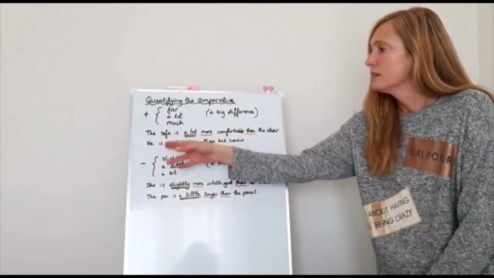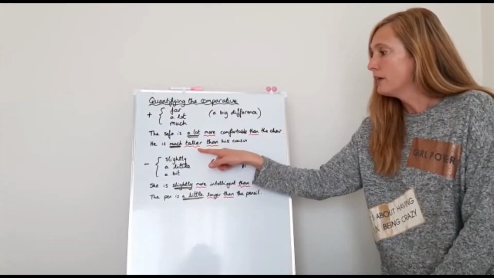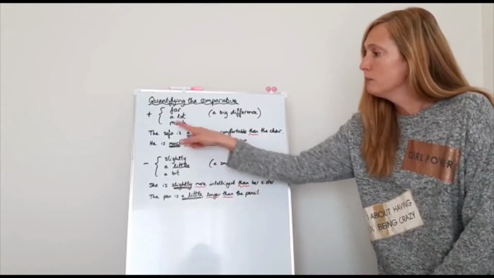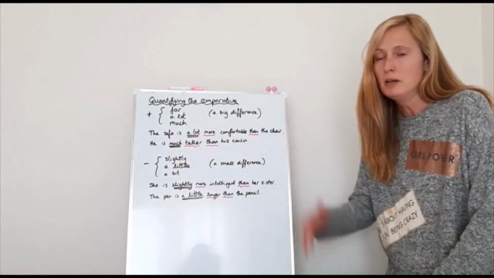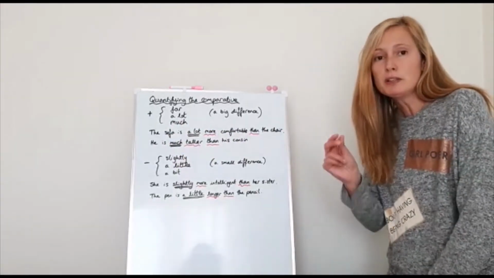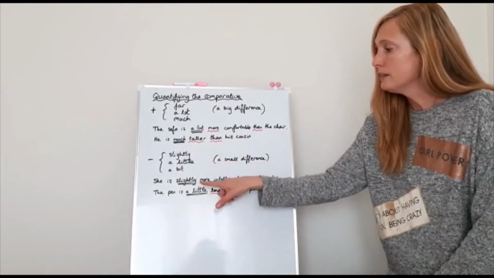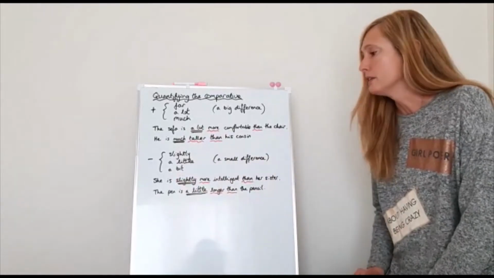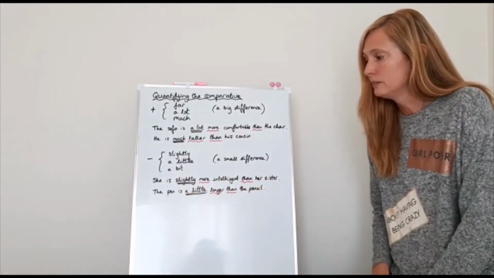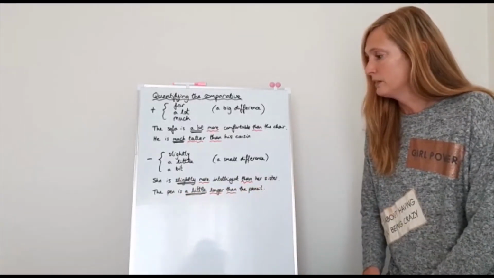For instance, he is much taller than his cousin. Again, the comparative with an adjective of one syllable, we would add er than, but before that, we would add much. The same would happen if we're talking about a small difference between the two, and we could use slightly, a little, or a bit before the comparative. So she is slightly more intelligent than her sister, or the pen is a little longer than the pencil.